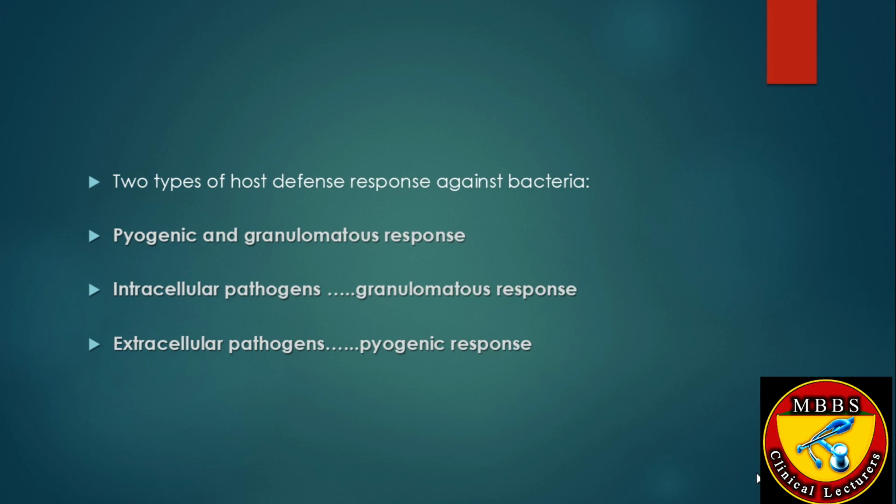In this case, the body evokes the granulomatous response, in which the macrophages play their part and CD4 positive T cells play their part, and the overall response will be in the form of granuloma formation. The second category of organisms are extracellular pathogens, meaning those organisms which do not invade the cell and remain outside of the cell. For example, Staphylococcus aureus, Streptococcus pyogenes, Haemophilus influenzae, and they are protected against by the pus producing response, meaning pus will be formed, therefore this is known as the pyogenic response. And this consists of antibody formation, the involvement of the complement system, and the actions of neutrophils.